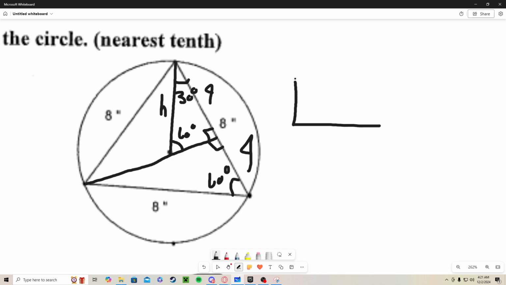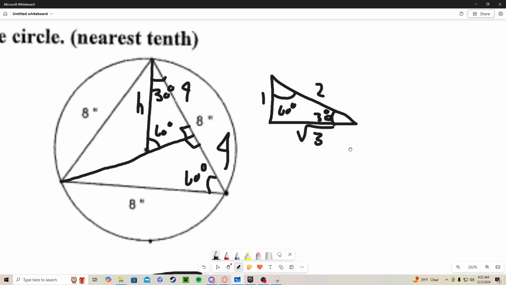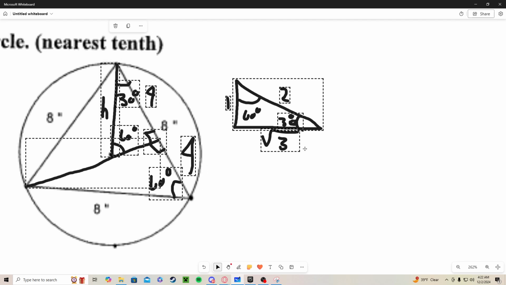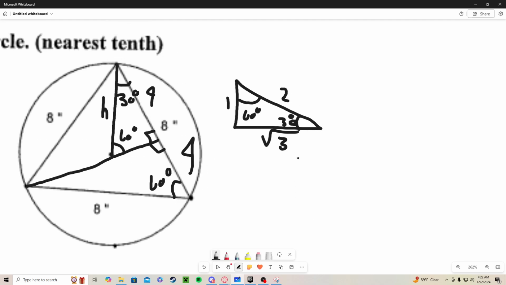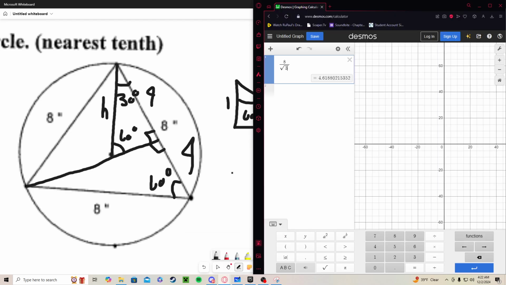Now drawing a 60-30 triangle, the relatives of each side are always equal to 1, square root of 3, and 2. And now to get from the square root of 3 to the hypotenuse, you take your calculator.